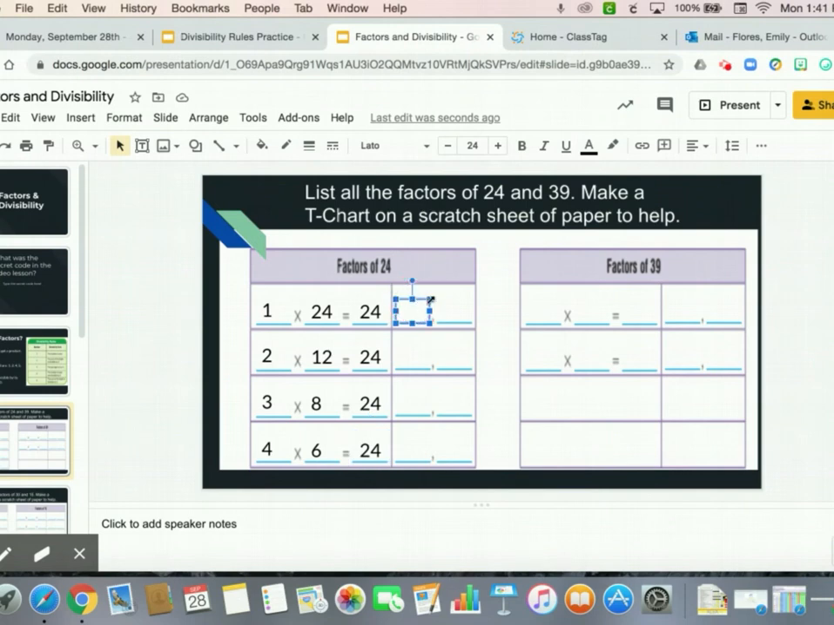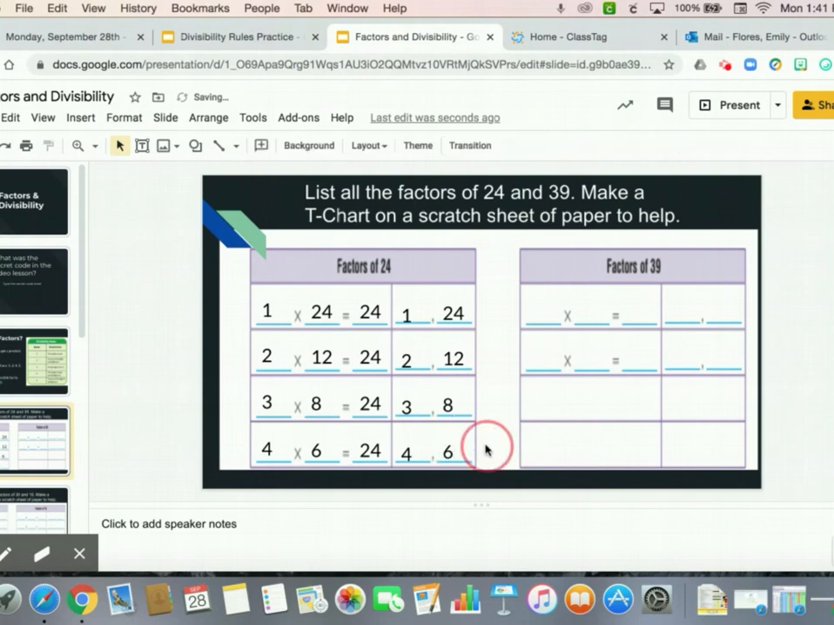So my factors would be 1 and 24, because 1 times 24 was 24. 2 times 12. 3 times 8. Then 4 times 6. So my factors of 24 would be 1, 2, 3, 4, 6, 8, 12, 24.